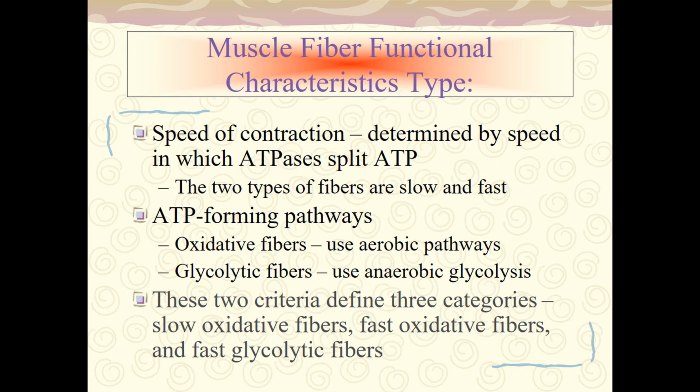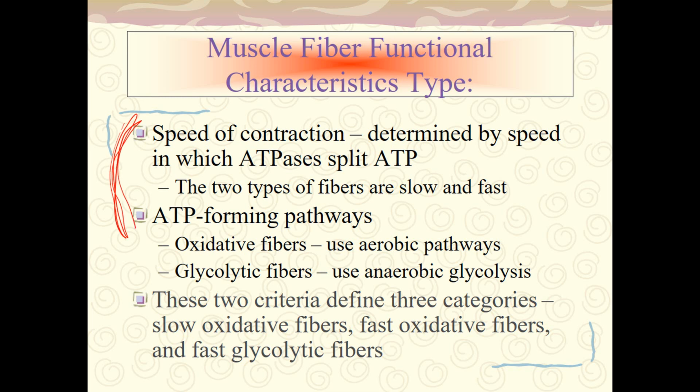Okay, last bit. You guys may have heard of fast twitch and slow twitch muscles. So we see muscle fibers have different processes by which they use ATP and produce ATP. Okay, so we can take a look at these two things. This talks about the speed of contraction.